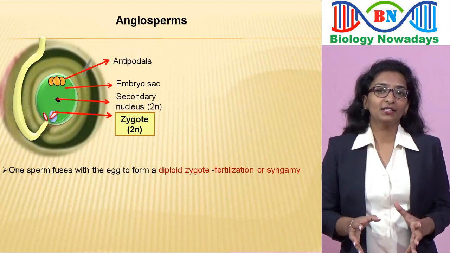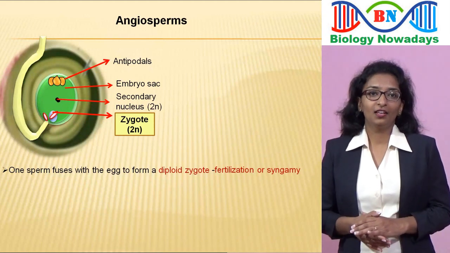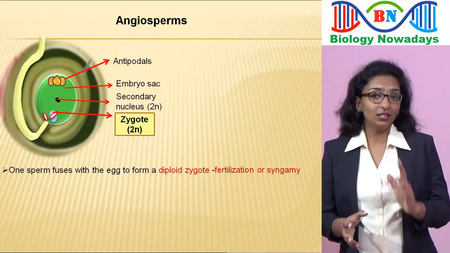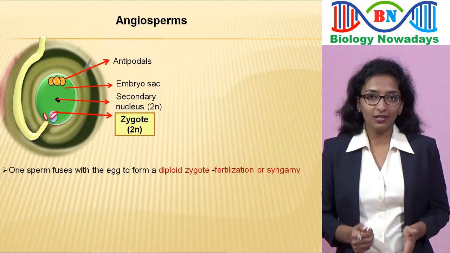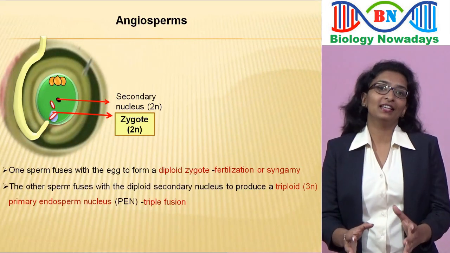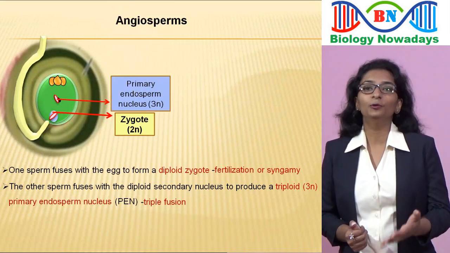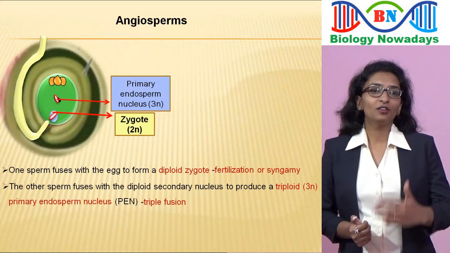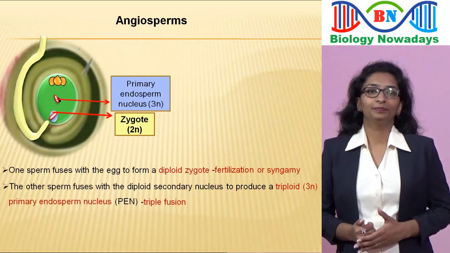So, like gymnosperms, angiosperms also don't require water for fertilization to occur. In gymnosperms, we saw that out of the 2 sperms, only 1 sperm fuses with the egg and the other degenerates. Whereas in angiosperms, 1 sperm fuses with the egg and the other sperm fuses with the diploid secondary nucleus to produce a triploid primary endosperm nucleus. This is called triple fusion because it involved a total of 3 nuclei, 2 polar nuclei and 1 sperm nuclei.